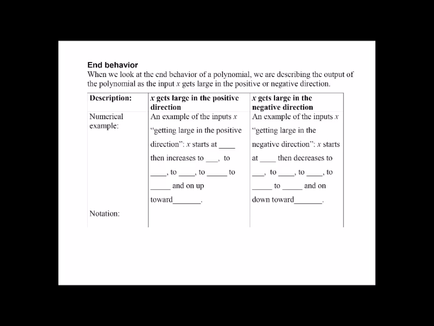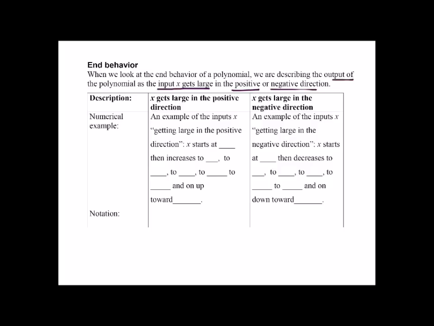Next, let's look at the end behavior of polynomial functions. End behavior is a very useful tool for us to graph polynomial functions. And the way we look at it is by describing the behavior of the output as the input gets large in both directions, in both positive and negative directions.